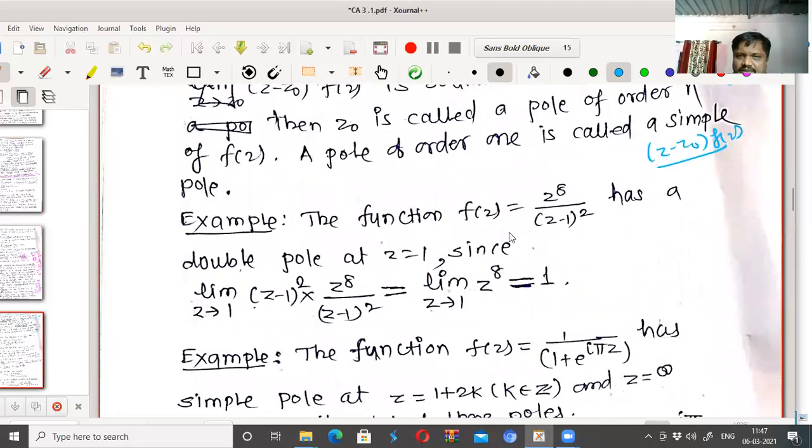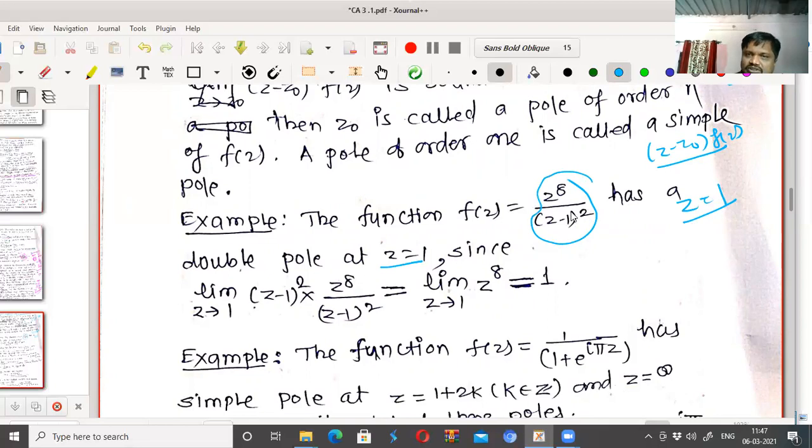For example, the function f(z) equal to z to the power 8 upon (z minus 1) square has a double pole at z equal to 1. Now see this function. We know that this function has a singularity at z equal to 1. It is an isolated singularity, no doubt, because except z equal to 1, this function is analytic everywhere.